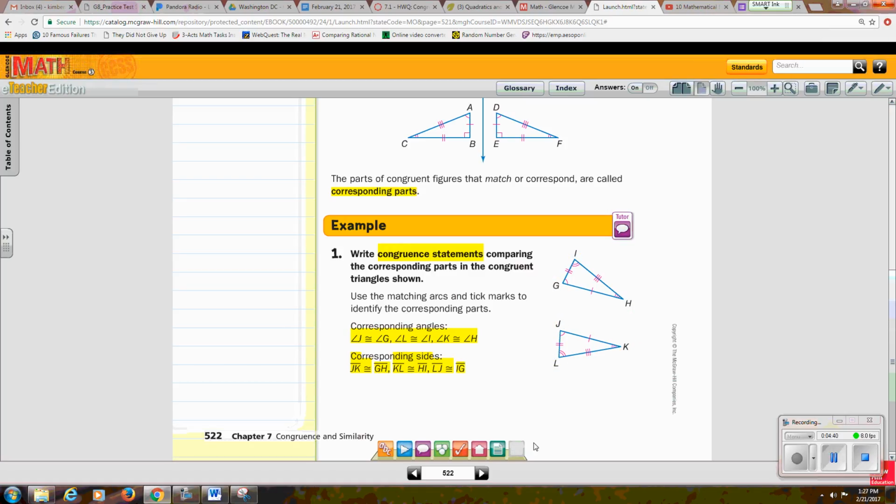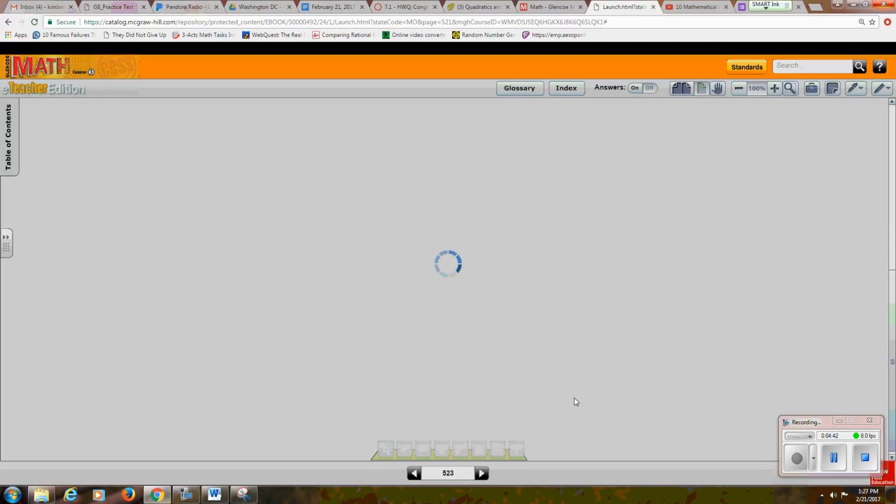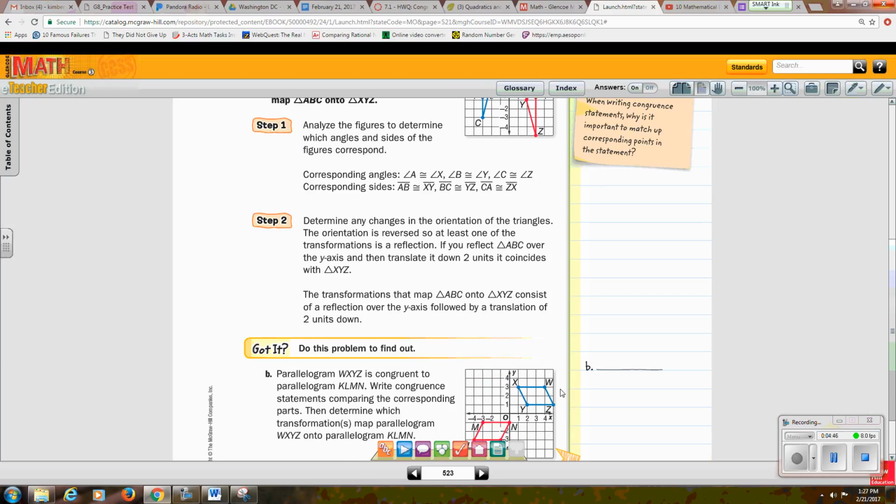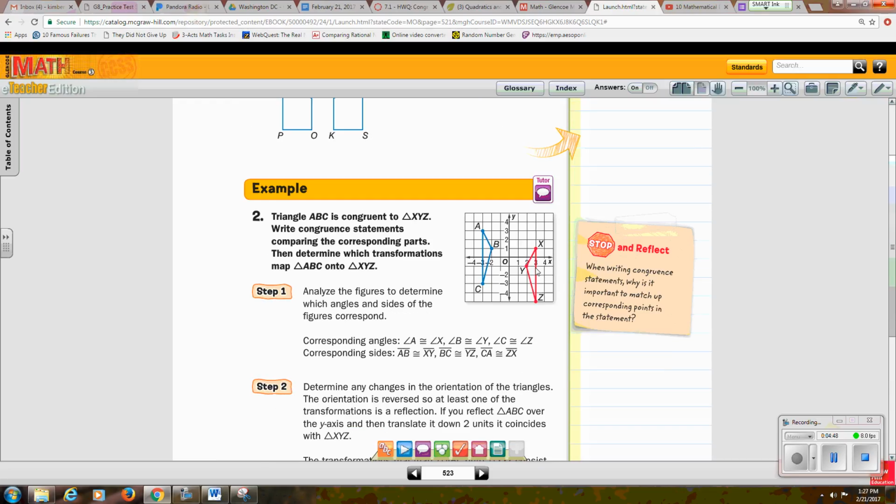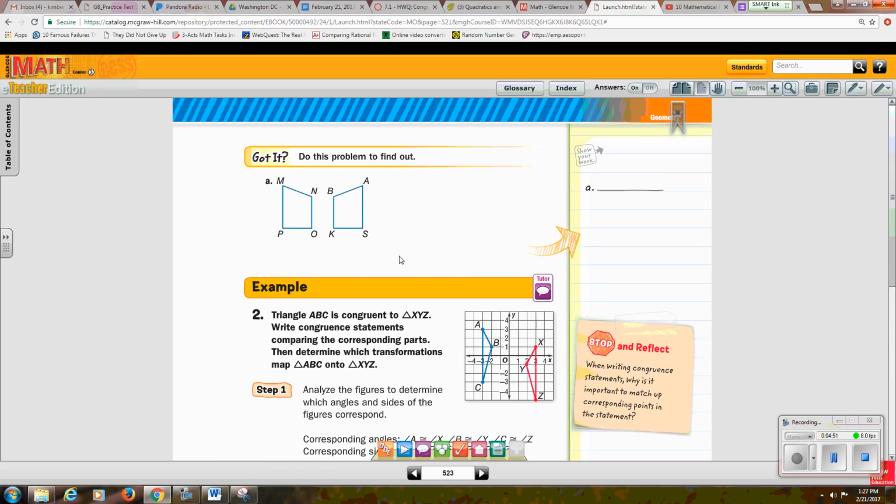So let's do a guided practice of that. You go ahead at the top of this next page, top of 523, and pause the video. There's no marks, but you should be able to look at this figure and write the congruent statements of angles that you think are congruent, and then check it.